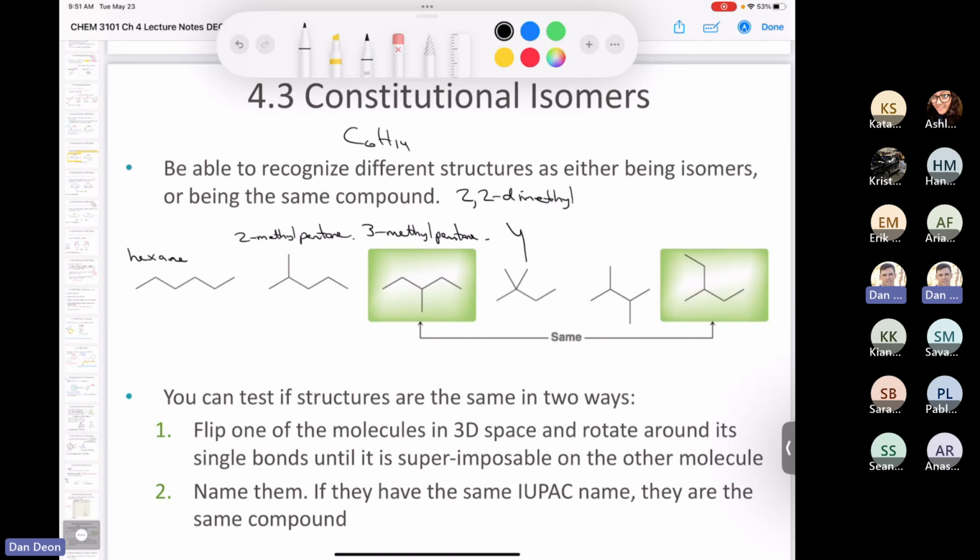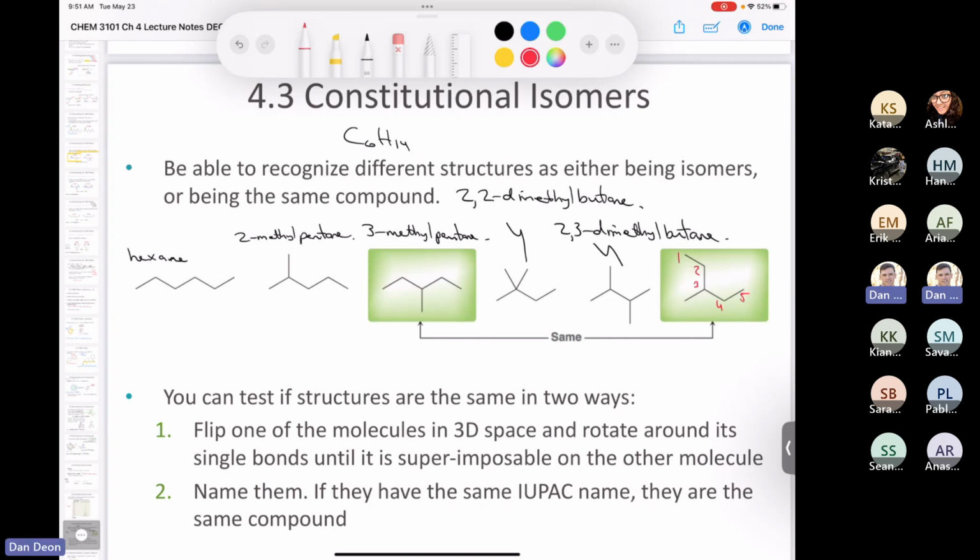And this one here would be 2,2-dimethylbutane. This one here would be 2,3-dimethylbutane. But the problem with the last one in green is that it's identical to 3-methylpentane. How do you know that? Look, give it a name. 1, 2, 3, 4, 5. This is 3-methylpentane.